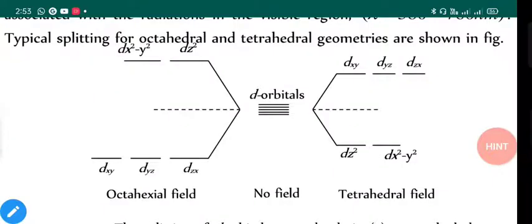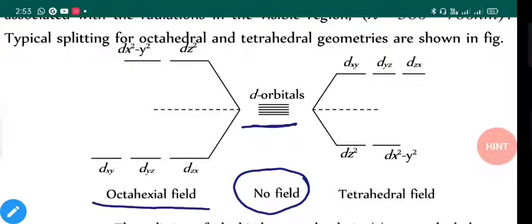As we can see, initially when we do not have any kind of field around the metal atoms or ions, we have 5 d orbitals having the same amount of energy. Now when an octahedral field is applied, two different sets of the d orbitals will arise. 3 will be between the axes and 2 will be on the axes. Octahedral bonds are on the axes, that means all of the bonds are present on the x, y and z axes.